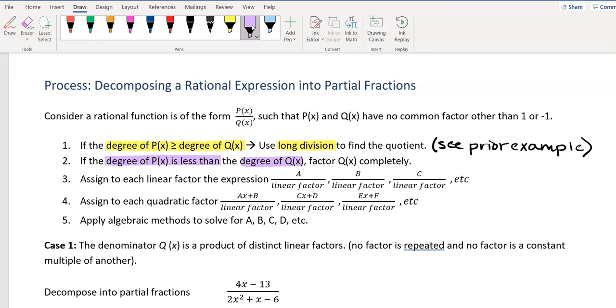Then we need to go to steps 3 and 4. This is going to be dealing with what they call partial fractions. So what does partial fractions mean? Partial fractions basically takes these really complex functions that have polynomial expressions in both the numerator and the denominator and breaks them down into more simplified fractions that you can then take the antiderivative of.